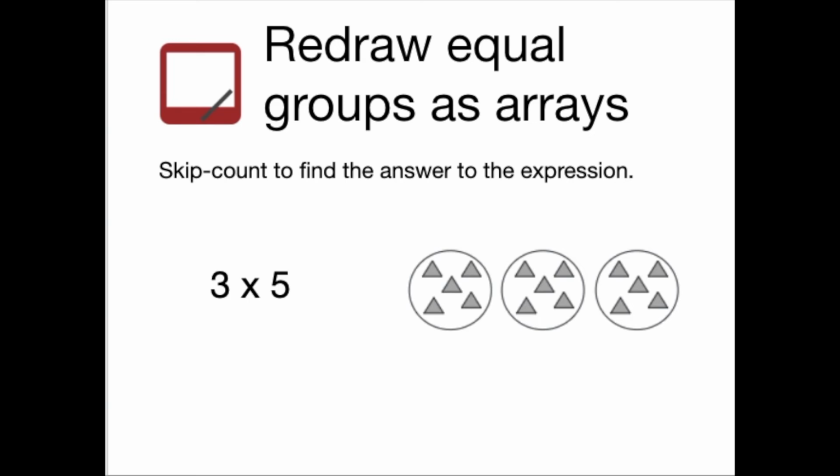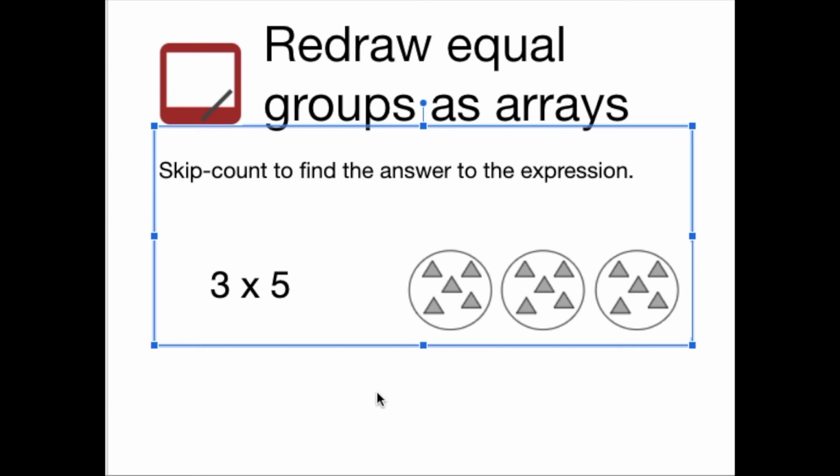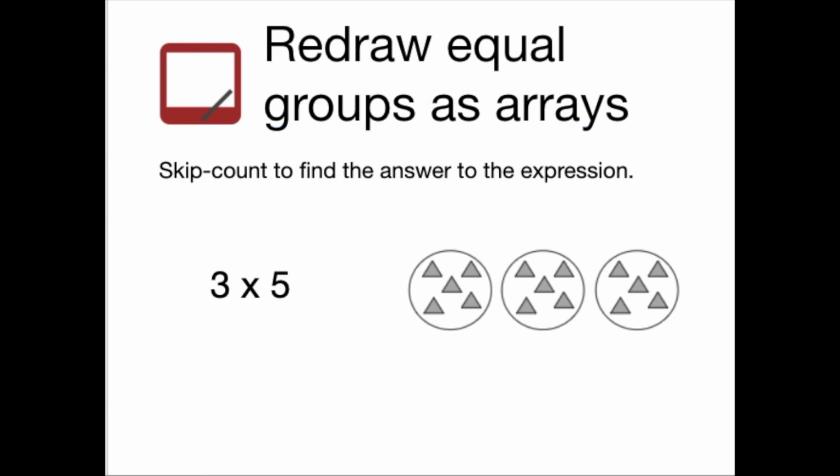Let's skip count to find the answer to this expression. 3 times 5. 3, 5 times. 5, 10, 15. Looks like we have 15 total triangles. And that is the answer to this expression, 15.